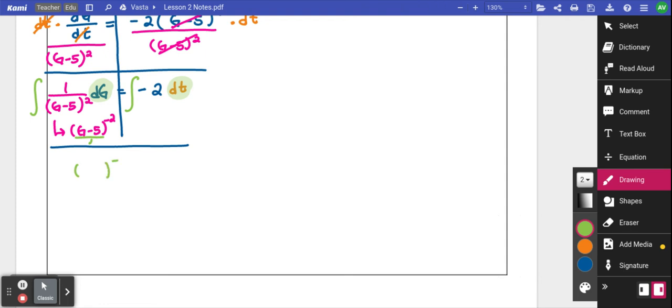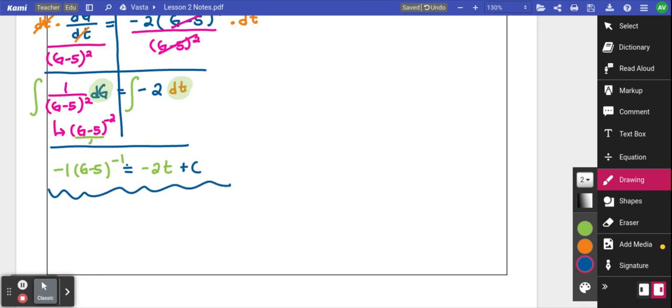I would add 1 to the power, so the new power would be negative 1, and divide by the new power, so negative 1, and leave the inside alone, so g minus 5. On the right-hand side, I'm going to have the antiderivative of negative 2, which would just be negative 2t, plus I'm going to put my c on one side and one side only.